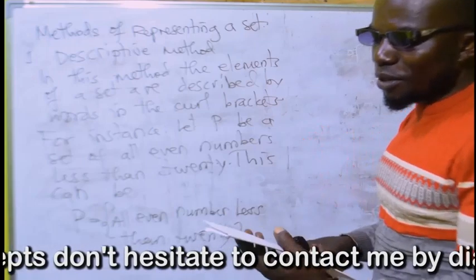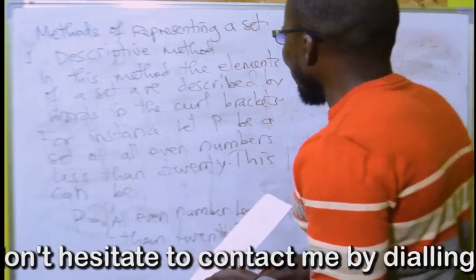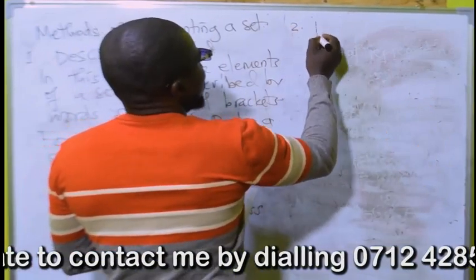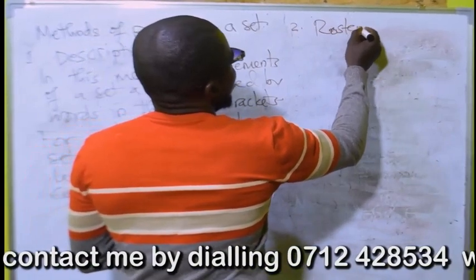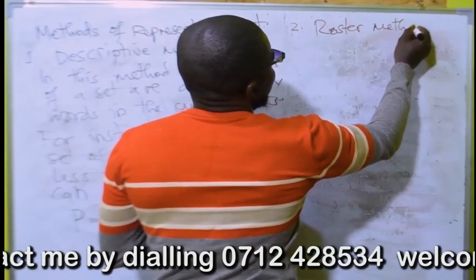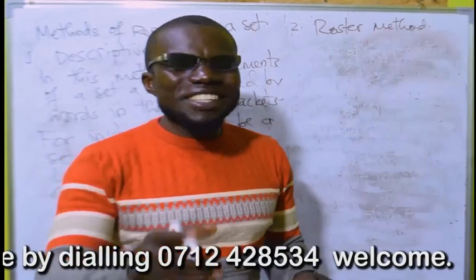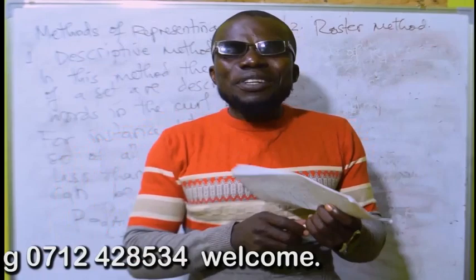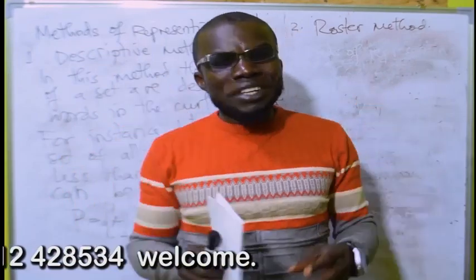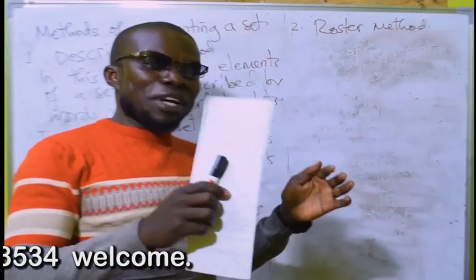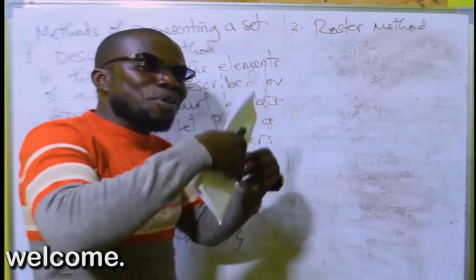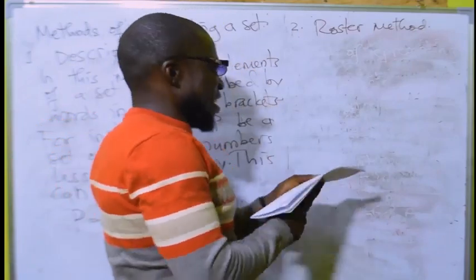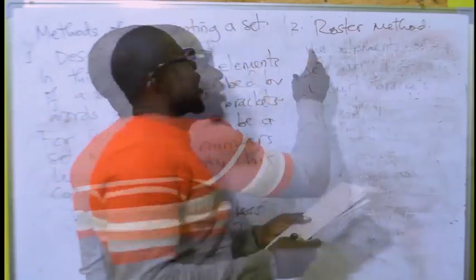But the second method is called the roster method or listing method, but it is not so common. Dear students, don't get bored. This is just the beginning. You know, our education is spiral in form. That means you are learning concepts from simple to complex. So just wait, you will see next time. The roster method.